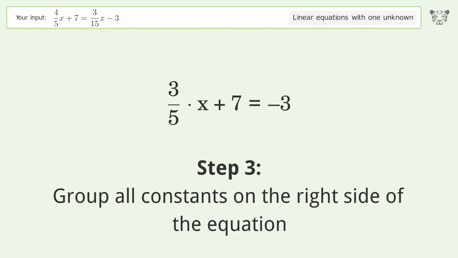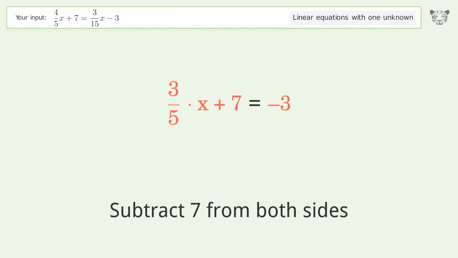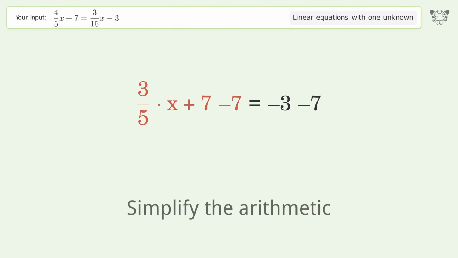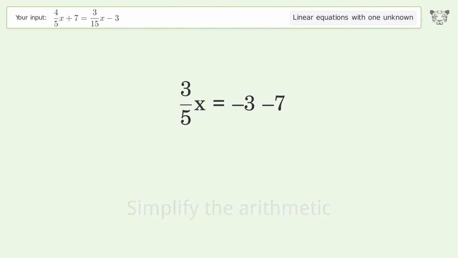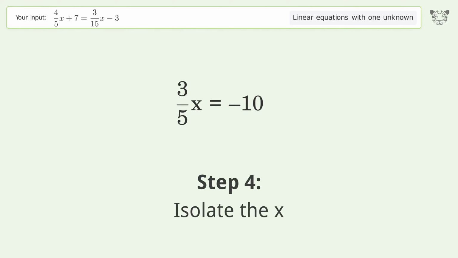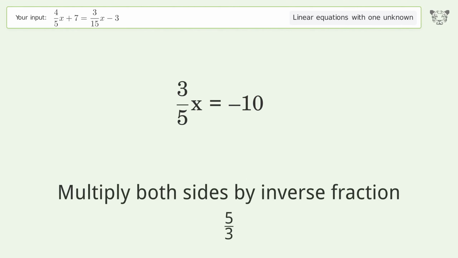Group all constants on the right side of the equation. Subtract 7 from both sides. Simplify the arithmetic. Isolate the x. Multiply both sides by inverse fraction 5/3.